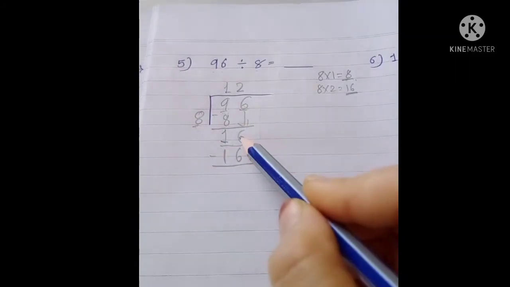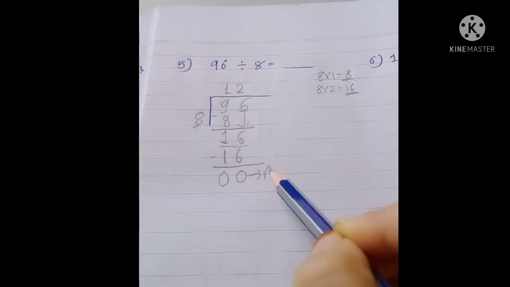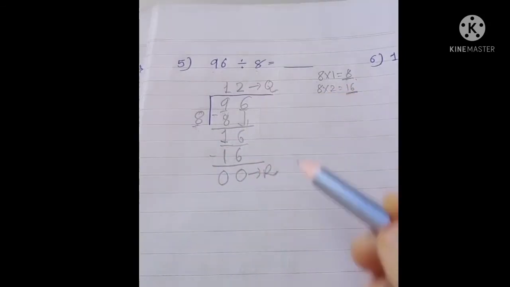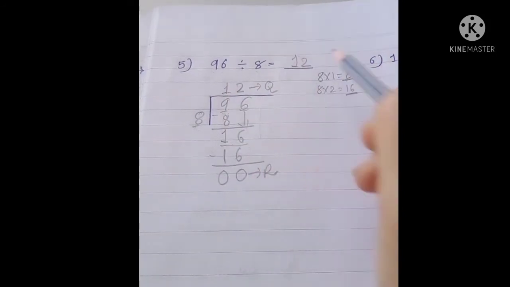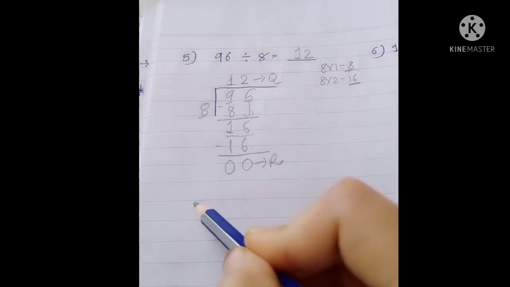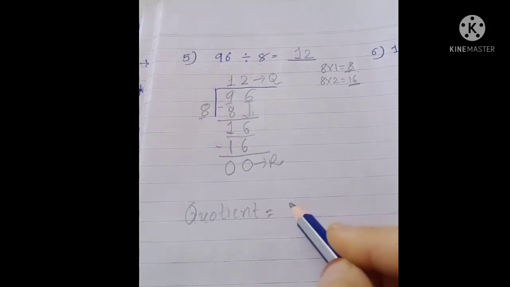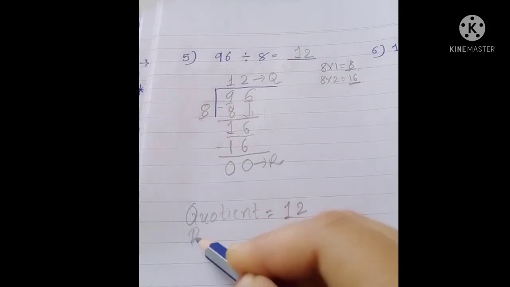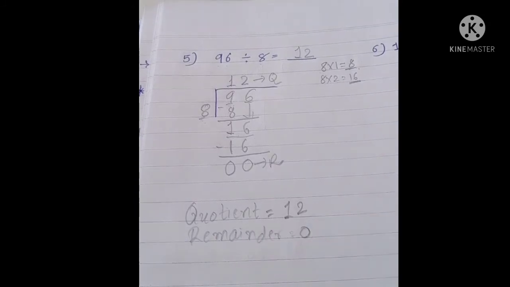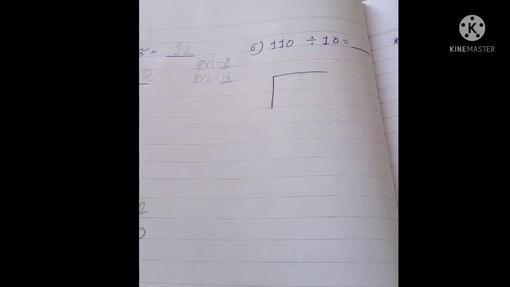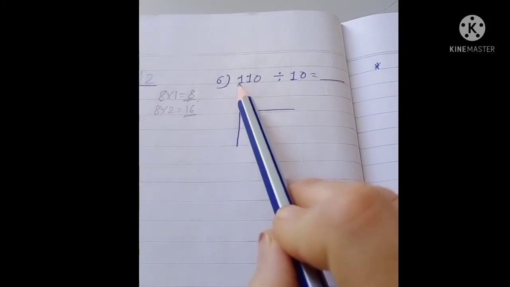We have to do the subtraction. 6 minus 6, 0, 1 minus 1, 0. So this is our remainder and this is our quotient, right? So 12 is our quotient. So here we have to write down 12. Right? And at the end you have to mention quotient, which you get 12, and the remainder which you will get 0. Understood everyone?